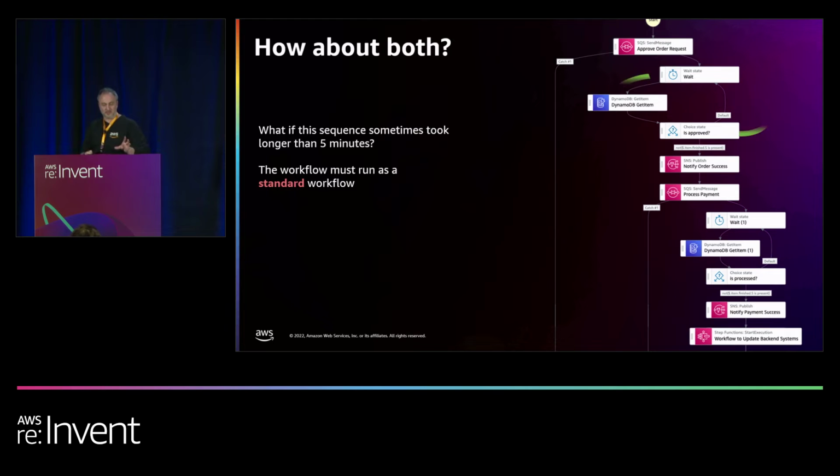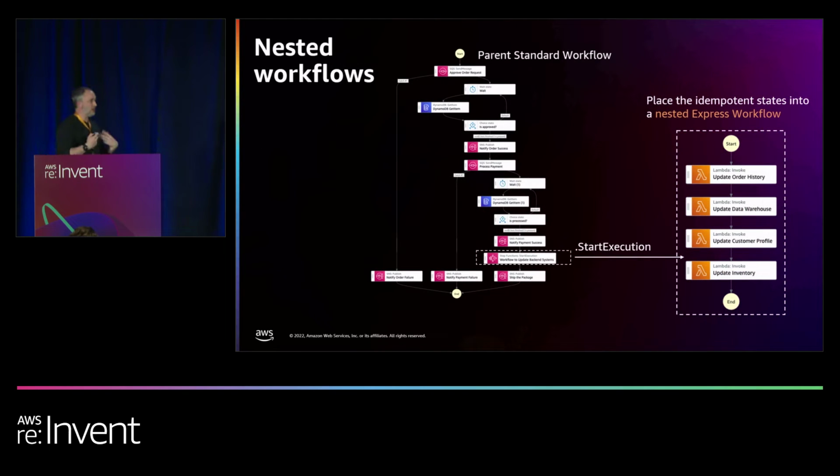So I'll come back to my example. See this bit here? This is polling to wait for something to finish. So let's say sometimes this took more than 5 minutes. Maybe it requires some human interaction, for example. So if that took more than 5 minutes, I would have to run this as a standard workflow. So here's what I would do.